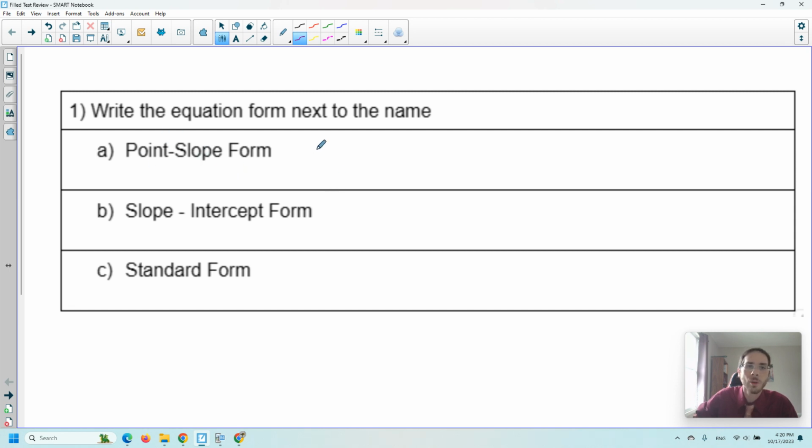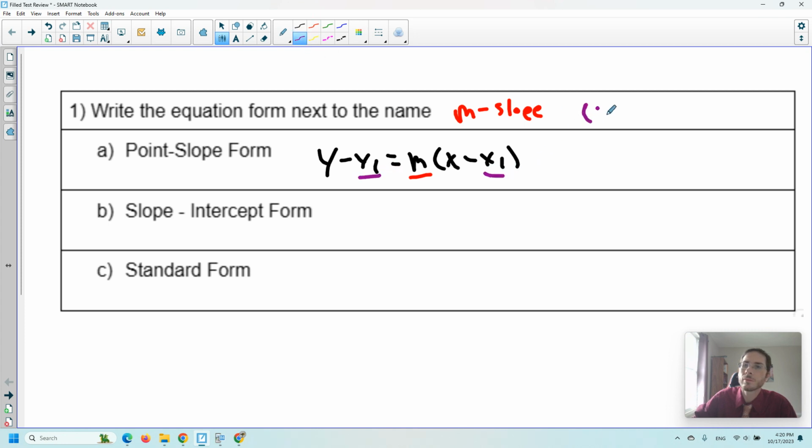So first one I got is point slope form. Point slope form is y minus y1 equals m parentheses x minus x1. So that's our point slope form. Remember, the idea here is that m is the slope, and then our x1, y1, this is a point. So x's always go first. Again, it's called point slope form because we have the slope and the point.